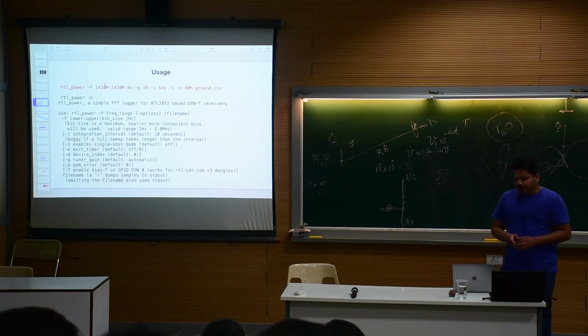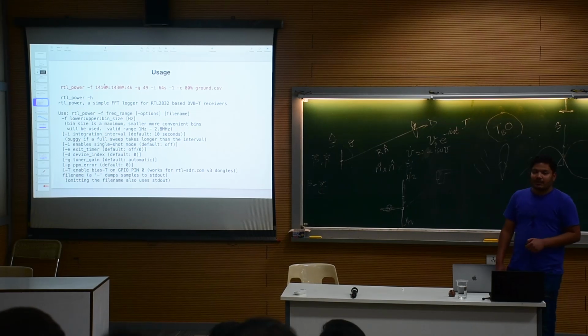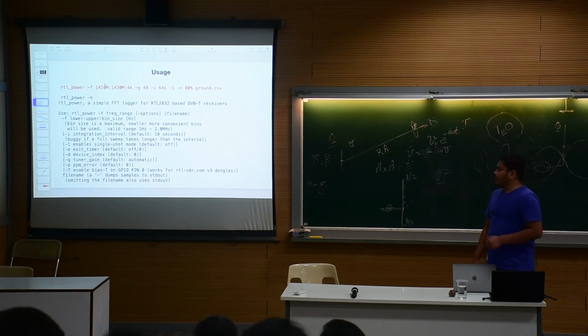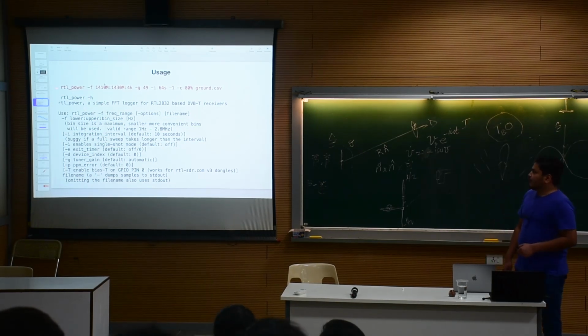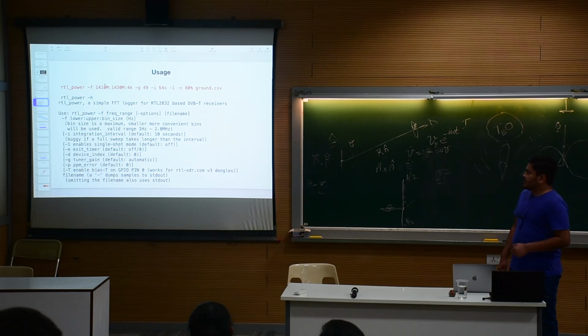So how to use the receiver? This red command that you see is the command that you will be using. The driver is basically rtl_power. Dash f is the frequency. Here it is some different frequency, but we'll be tuning it from 1418 to 1422 megahertz.